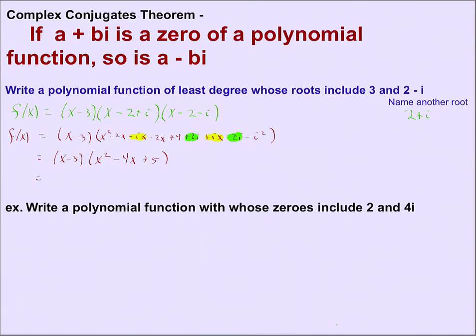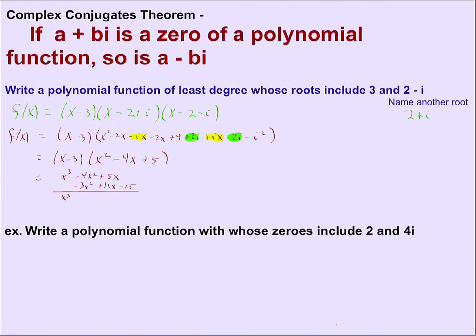And then to do my last foiling, x times x squared, x times negative 4x, x times 5. And now I'm going to make columns for like terms here. Negative 3 times x squared, negative 3 times negative 4x, and negative 3 times 5. So x cubed minus 7x squared plus 17x minus 15, that is your function.